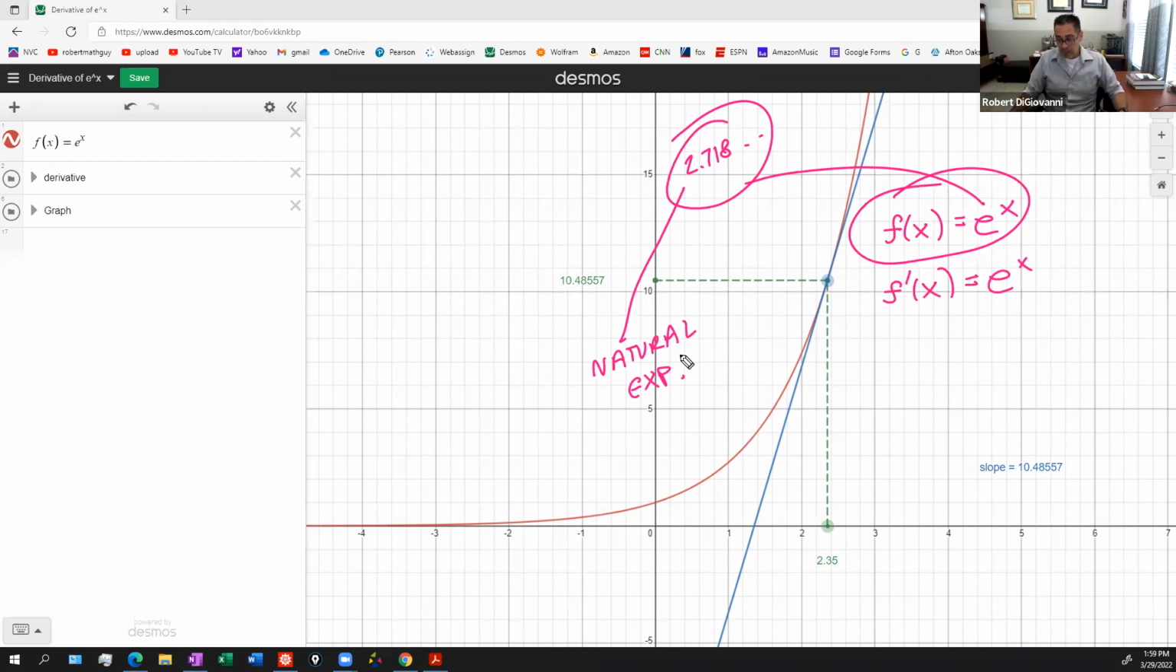Now, it only works for e to the x. If you change it and you do f of x equals, let's say 2 to the x, the derivative of that is not just 2 to the x, unfortunately. So e to the x is the only one that is its own derivative.